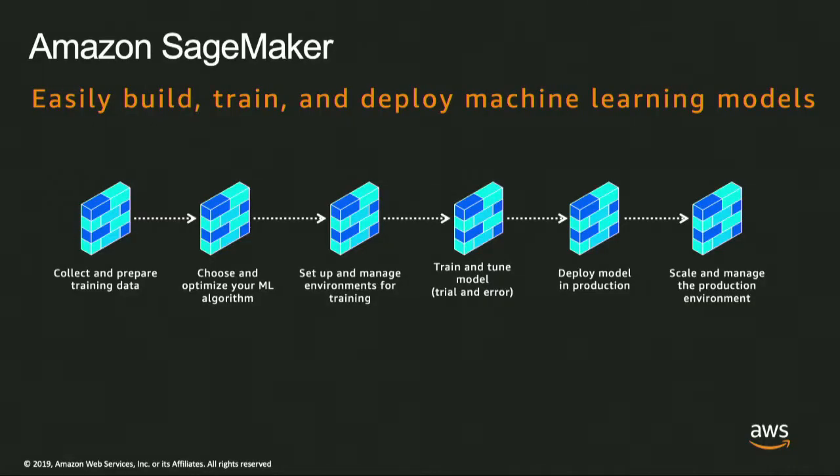So the basic premise is that Rekognition will solve your business needs about 80 or 90% of the time, right? What happens if that's not the case? That's where SageMaker comes into the picture. We briefly talked about it at the beginning of the presentation.